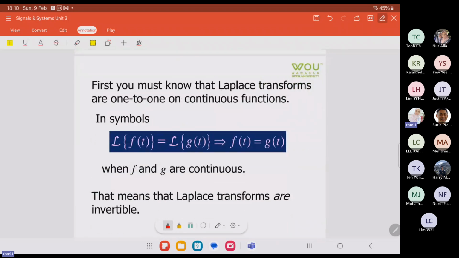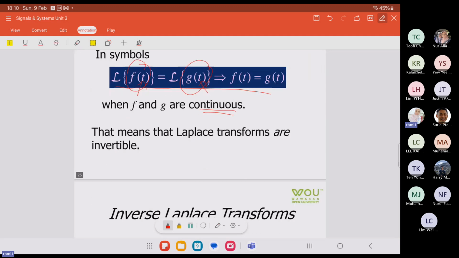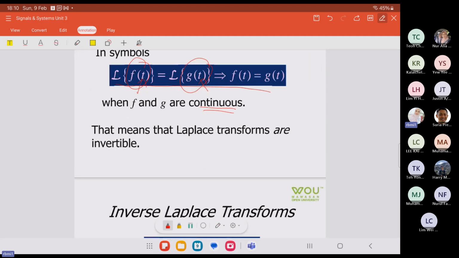We must know the Laplace transform. This is how to write the Laplace transform. We can get it in terms of functions f or in terms of functions g. Since this is t, that is why it is for continuous signals, meaning that the Laplace transform is invertible. We can get from the time domain to the frequency domain, the Laplace domain representation.